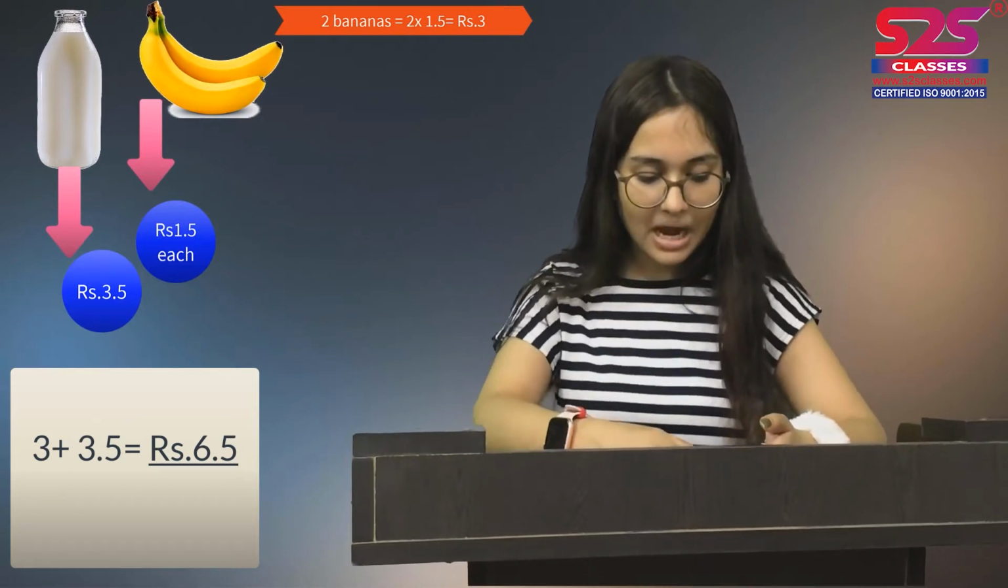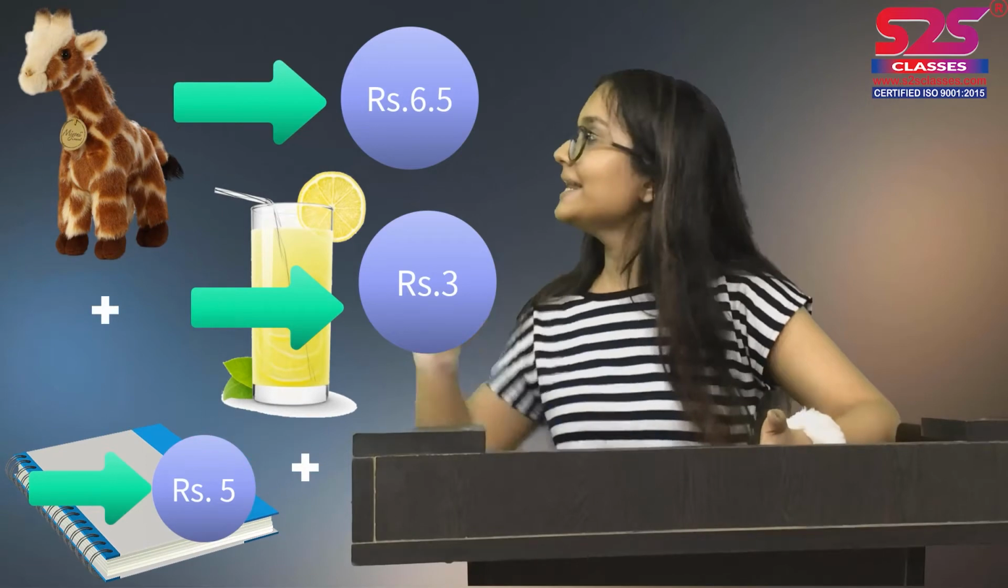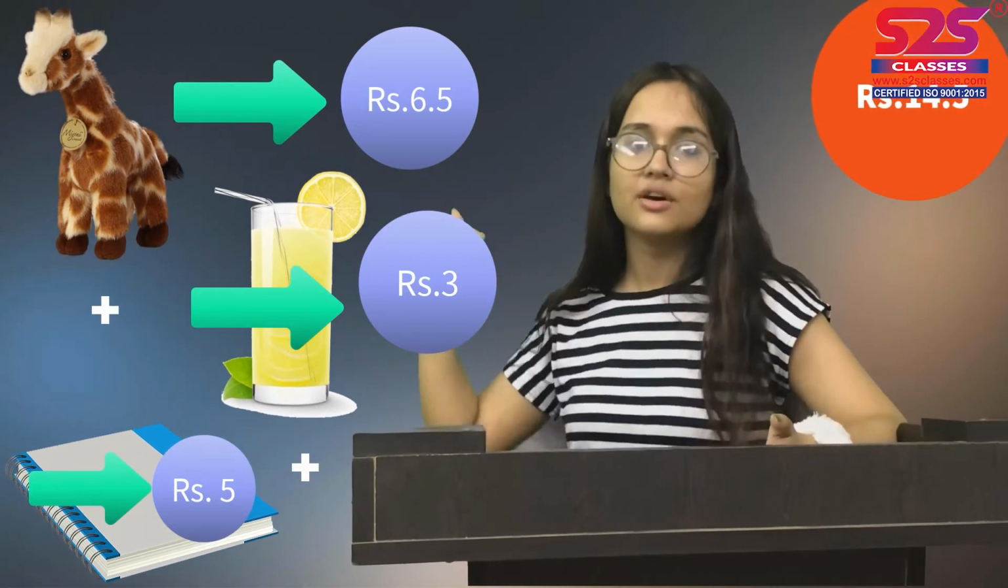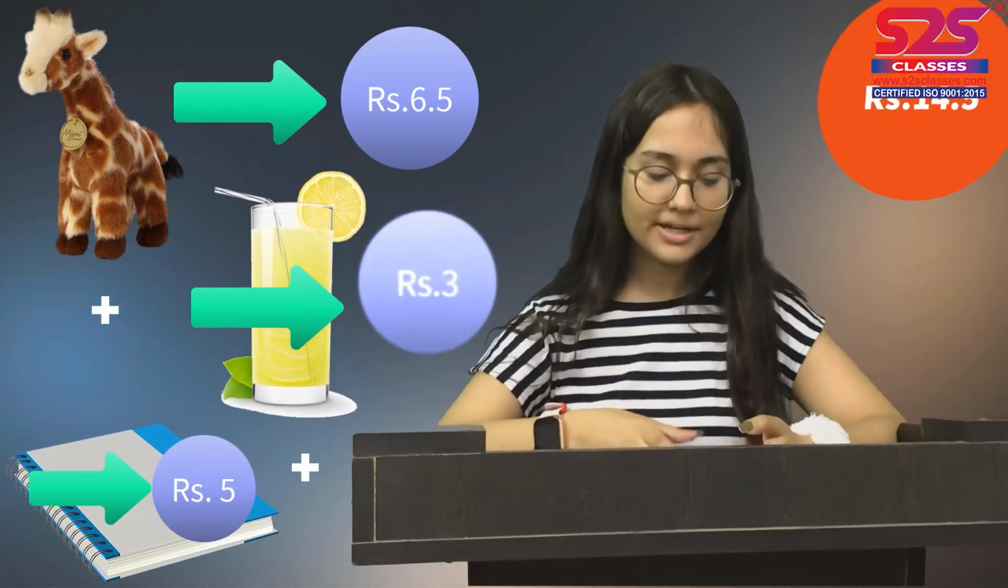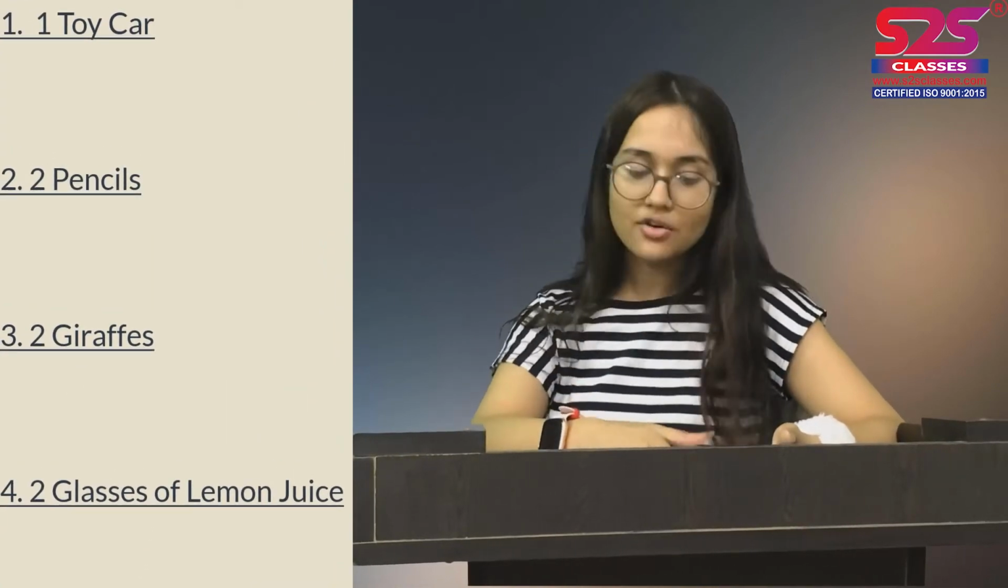Then you need to find out the total cost of one toy giraffe, one copy and one glass of lemon juice. Again adding the three costs together we get rupees 14.5. So this is how you need to complete the calculations. Then it asks, what can you buy if you have a 20 rupee note? If we have a 20 rupee note, we can buy one toy car as well as 2 pencils, or 2 giraffes and 2 glasses of lemon juice.